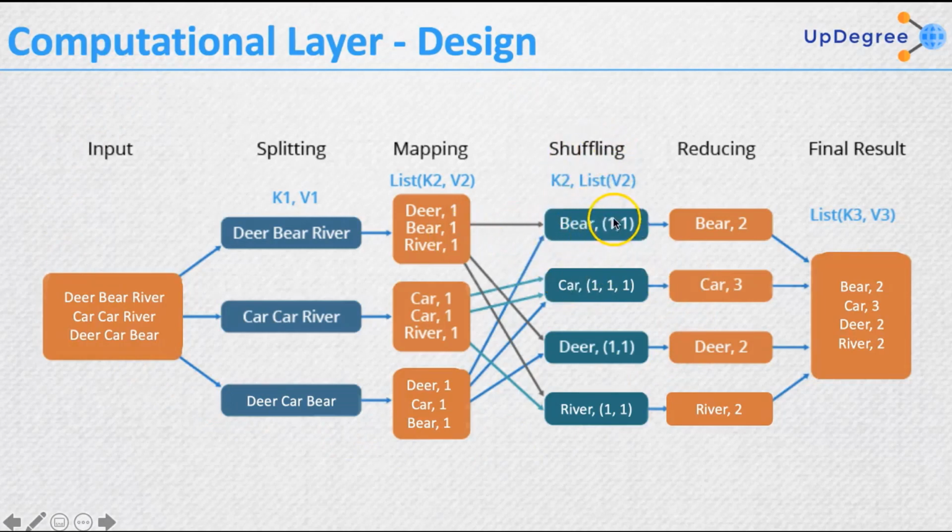So beer will come together as 1 1, car will come as 1 1 1, deer 1 1, river 1 1, and finally we reduce. As I said, the reducer is your computation layer, so it becomes beer 2, car 3, deer 2, river 2, and finally you have your result, as one output file from your MapReduce layer. I know this is a very quick introduction to MapReduce, because you need to go deeper if you would like to understand it. But in a later session, we are going to review one example, where you'll see exactly how the processing works.